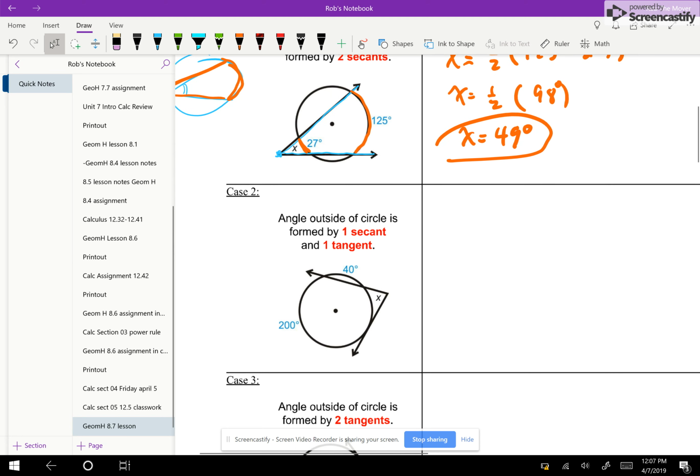Now we have a secant and a tangent. So we have one line that is a secant, and the other line happens to be a tangent. But the same formula is going to hold.